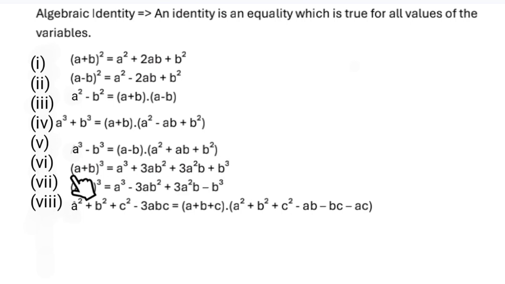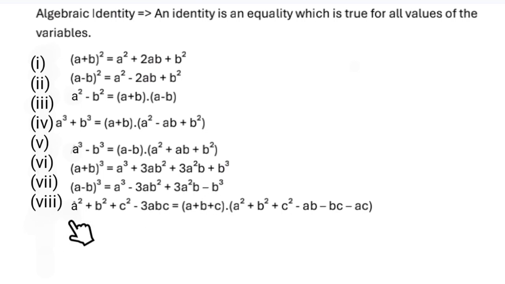Now the sixth one is (a plus b) whole cube is equal to a cube plus 3ab square plus 3a square b plus b cube. Now the seventh one is (a minus b) whole cube is equal to a cube minus 3ab square plus 3a square b minus b cube.